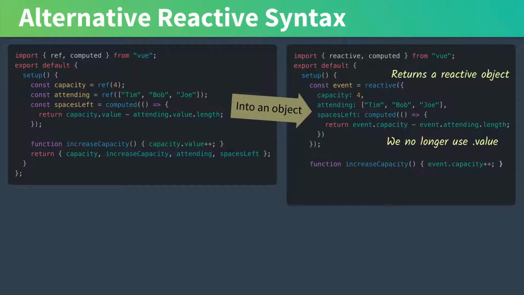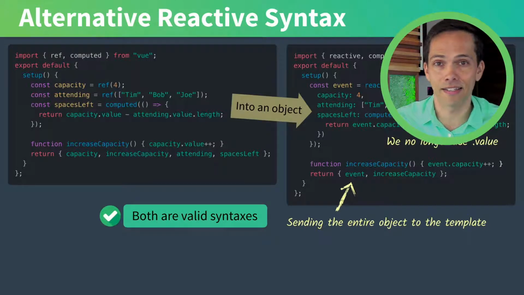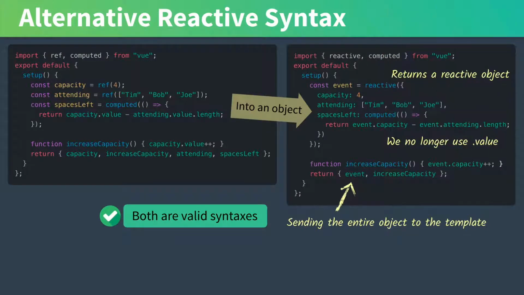Again, we don't have to use .value. We can just say event.capacity++. And lastly, notice I can send the entire event object into the template. Both of these are completely valid syntaxes. It's up to you which one you use.